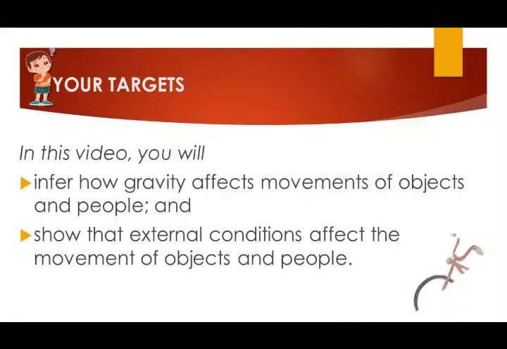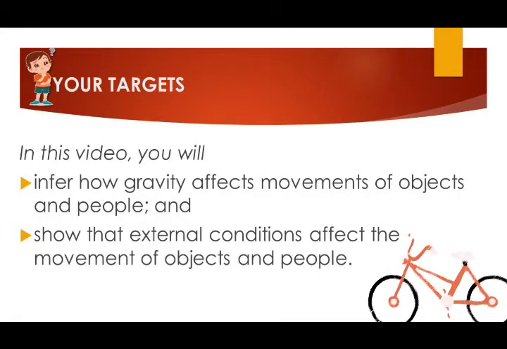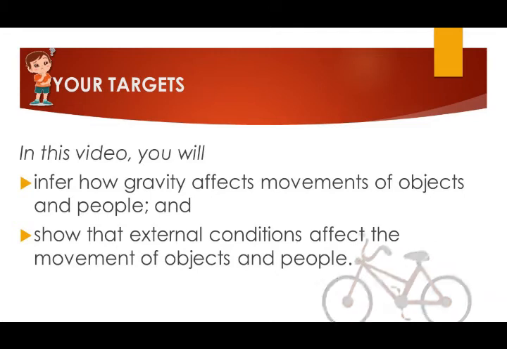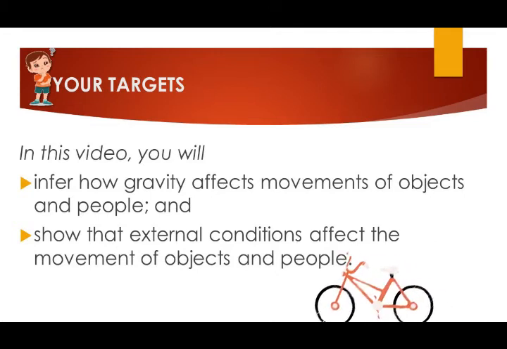You know already its types, and you know already its different effects. This time, we're going to talk about the second type of energy which is present here on Earth, which we call gravity. In this video, you will infer how gravity affects movements of objects and people, and show that external conditions affect the movement of objects and people.